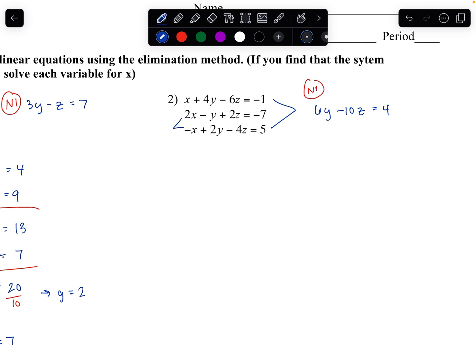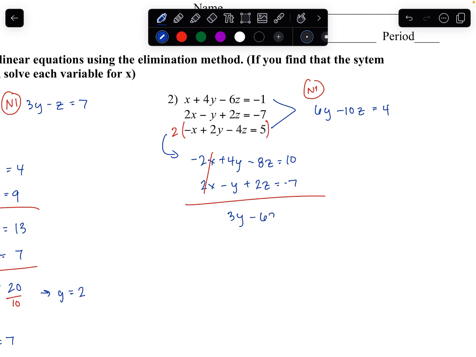I'm going to use these two right here, but I'm going to multiply this by 2. So that's going to give me negative 2x plus 4y minus 8z equal to 10. And I'm going to add that with the second equation, which is 2x minus y plus 2z equal to -7. I can add them together now. X's will cancel. I'll get 3y, and then I'll get minus 6z equal to 3. This is the second new equation that I have.